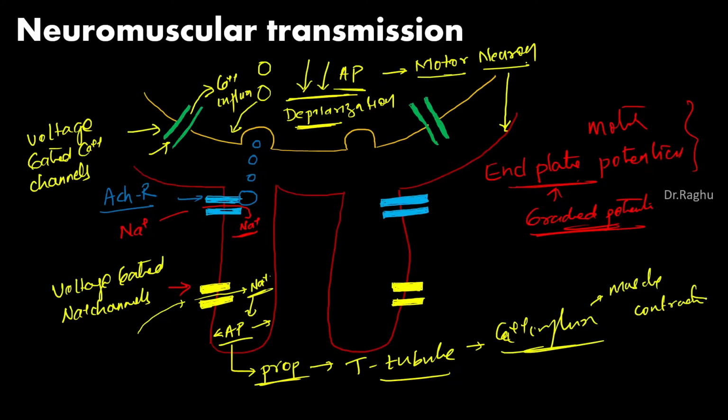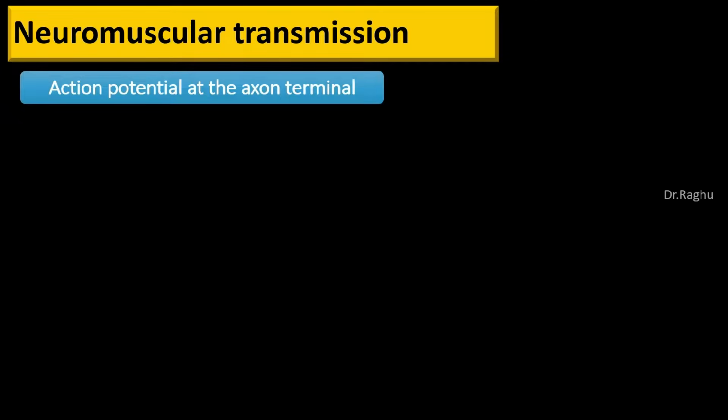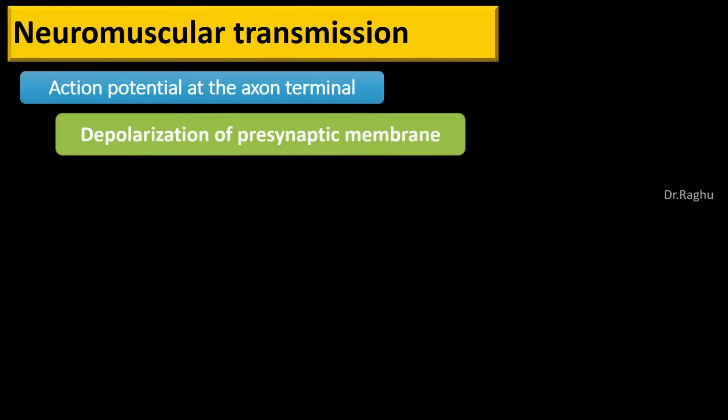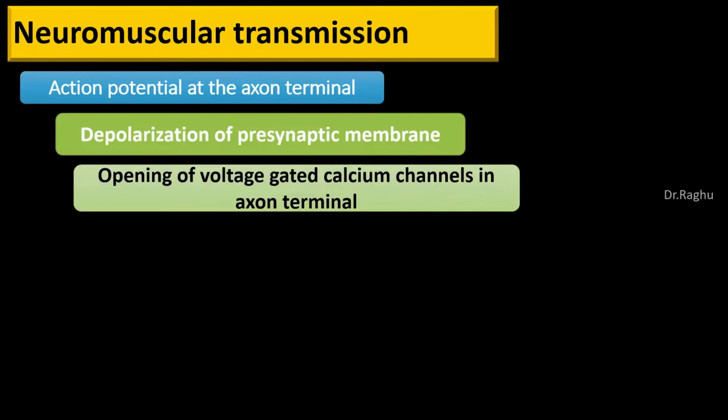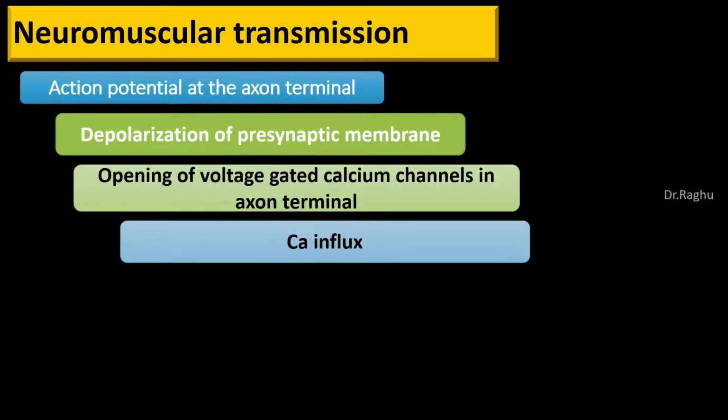Understood? So this is how the neuromuscular transmission is. Let me just recap all the steps for you. The first point is arrival of the action potential at the axon terminal. Second, depolarization of the presynaptic membrane takes place. Once there is depolarization, there is opening of the voltage gated calcium channels present in the axon terminal. This causes movement of calcium from outside to inside, which is called the calcium influx.